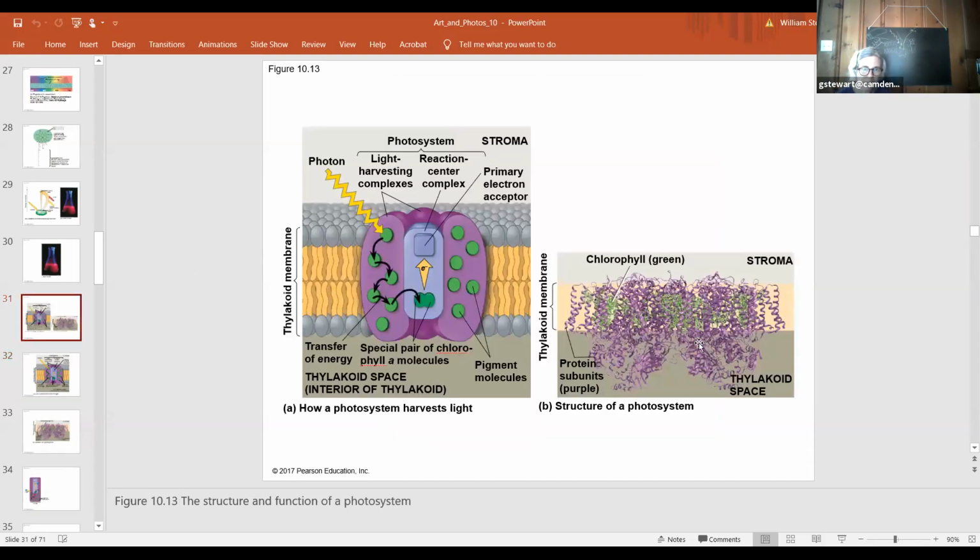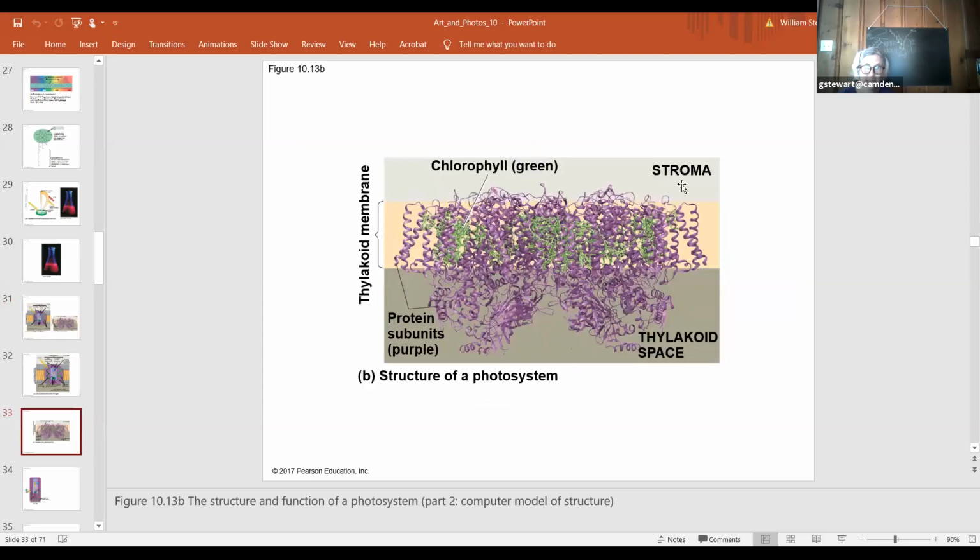This picture has all of the purple protein subunits that are all around the green chlorophyll. This is what it really looks like in 3-dimensional space, which I think is kind of cool. You can see all the alpha helices and the beta pleated sheets, and it's a huge protein complex, this photosystem. So a photosystem technically is many molecules of chlorophyll with proteins embedded in a phospholipid bilayer of the thylakoid membrane.